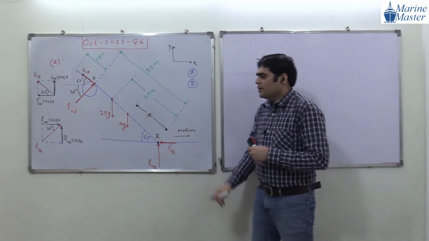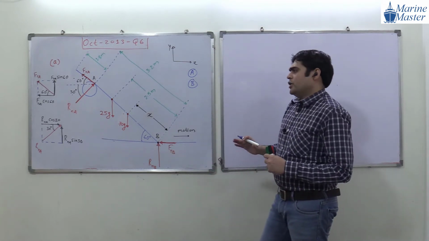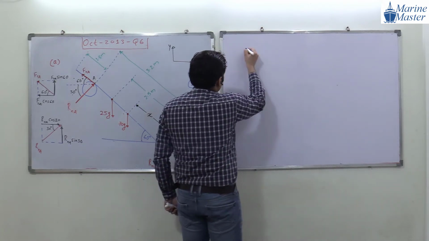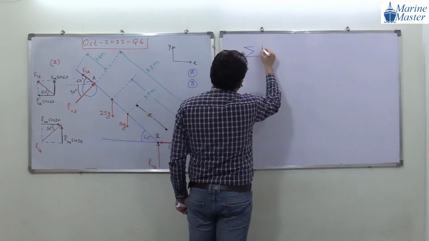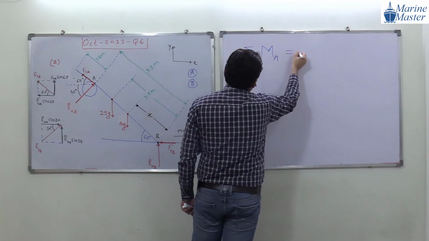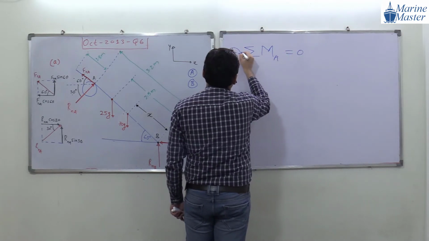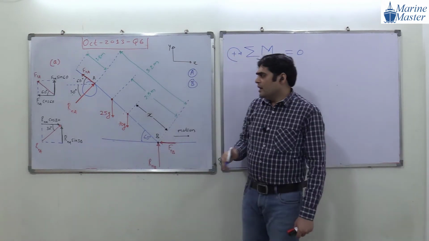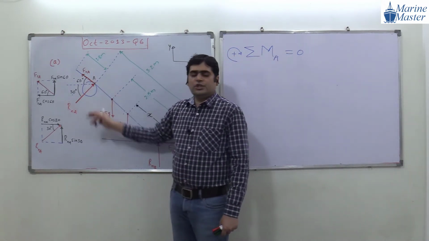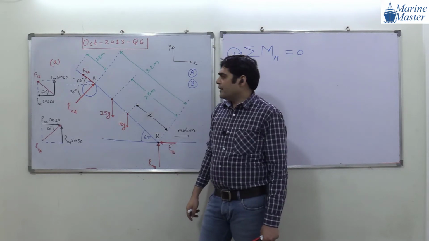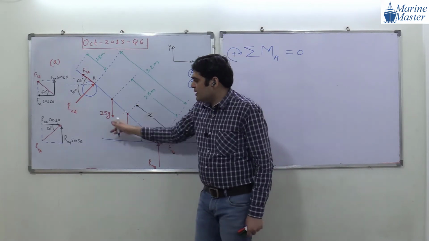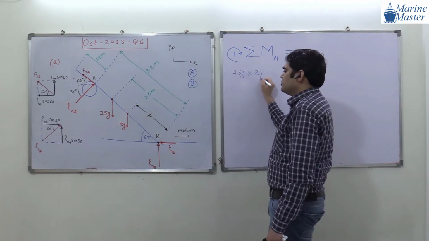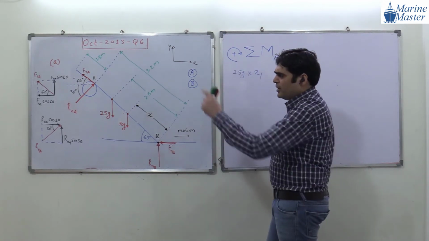Try to see the scenario. B point or A point. Okay, suppose first of all we will select A point. Summation of moment about A equal to 0, taking clockwise as positive. Now suppose we are selecting A point. These two forces will not come into the calculation. Then next force is what? This 25G, and its distance, suppose we assume it as x1, from point A.